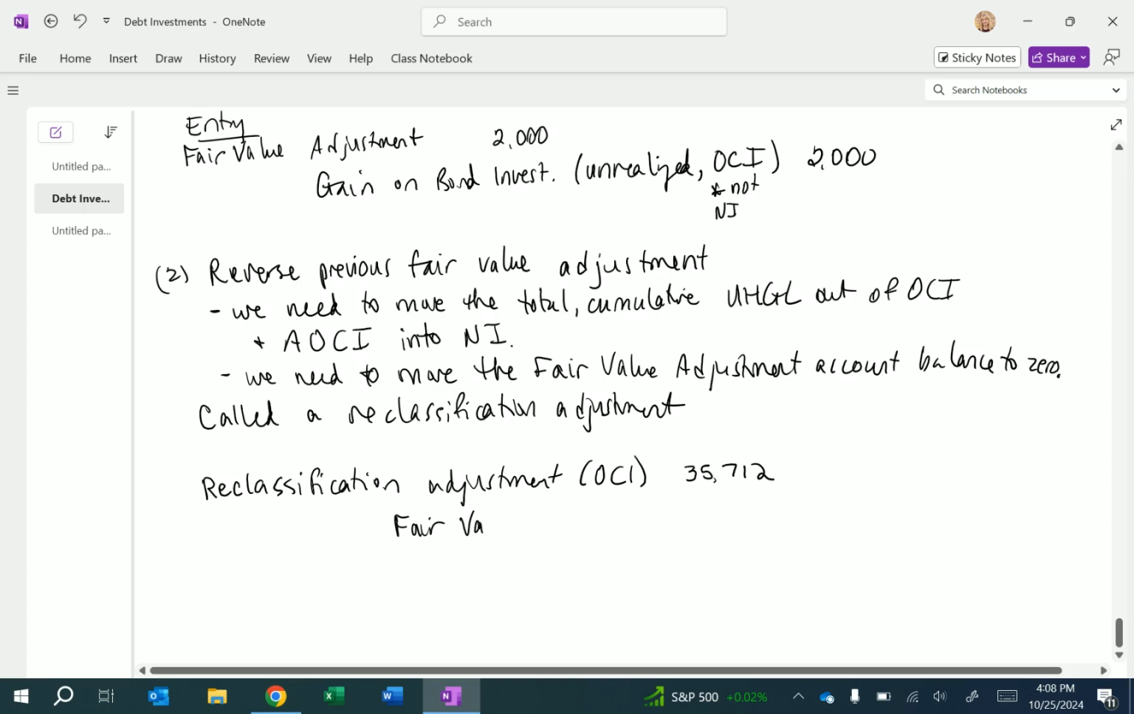And we're also going to reduce the fair value adjustment account. Remember, it had a debit balance, which was an increase to assets. If we don't have the related security anymore because we're selling it, well, we need to get the fair value adjustment account balance to 0.